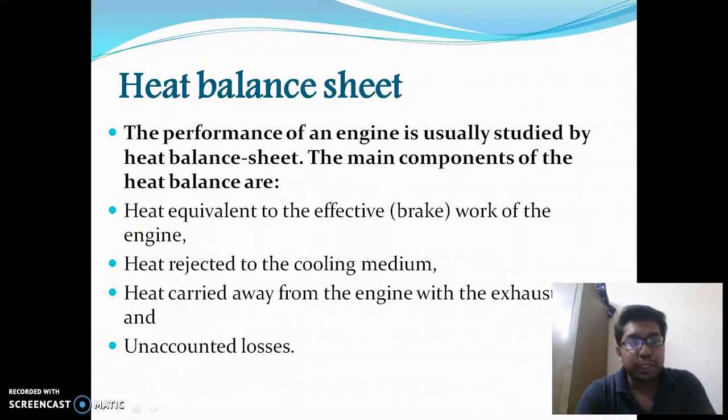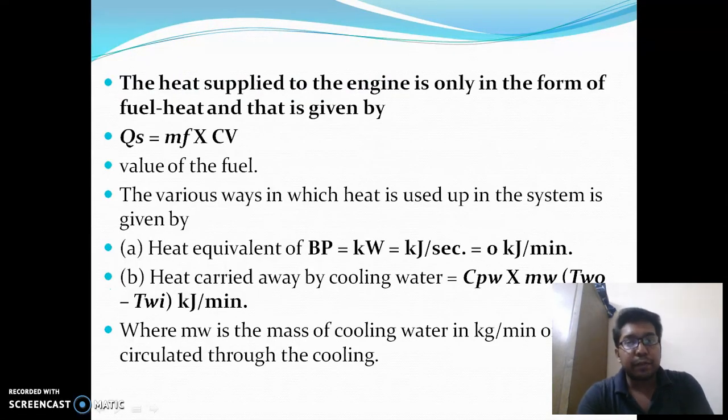The performance of an engine is usually studied by the heat balance sheet. The main components of the heat balance are heat equivalent to the effective work of the engine, heat rejected to the cooling medium, heat carried away from the engine with exhaust gases, and unaccounted losses. Now the heat supplied to the engine is only in the form of the fuel heat, and that is given by mF into CV, the calorific value of the fuel. The various ways in which the heat is used up in the system are given by: heat equivalent of BP is equal to BP, with the unit kilowatt, kilojoule per second or kilojoule per minute.